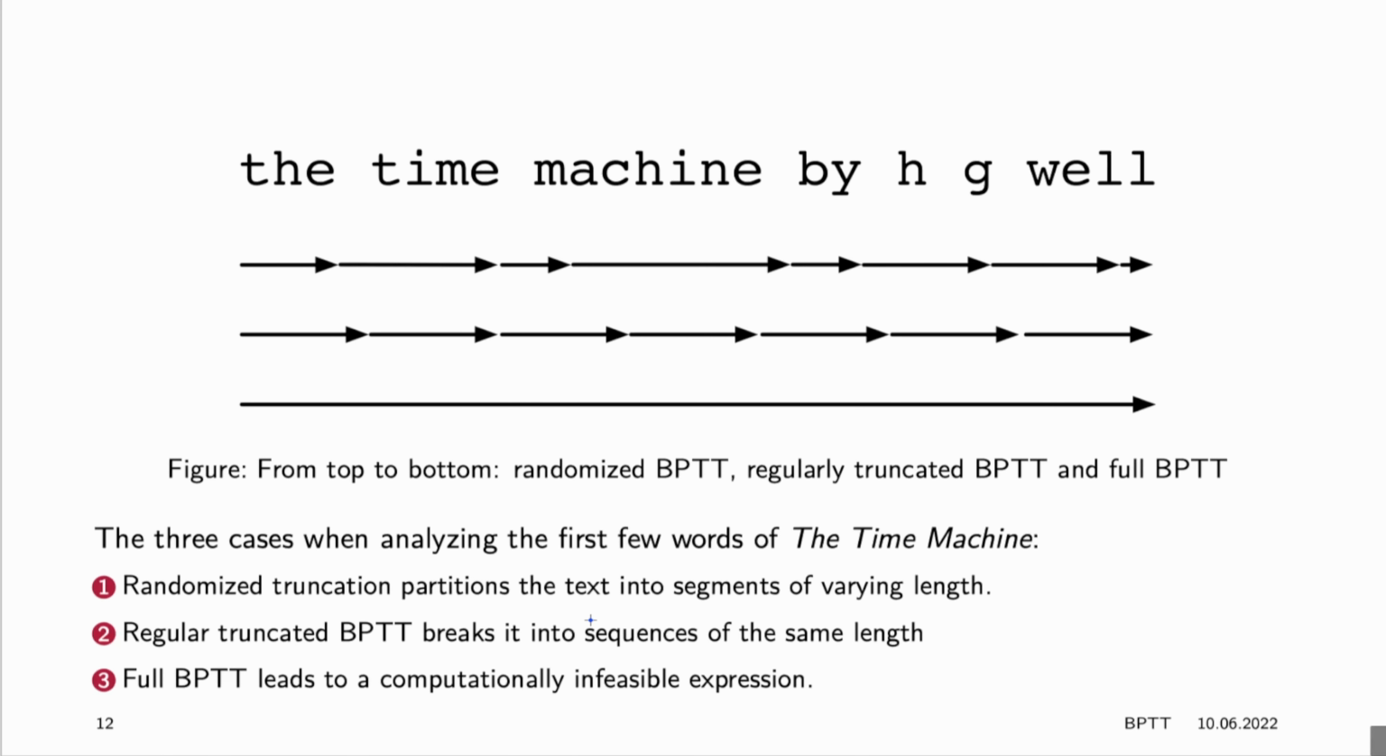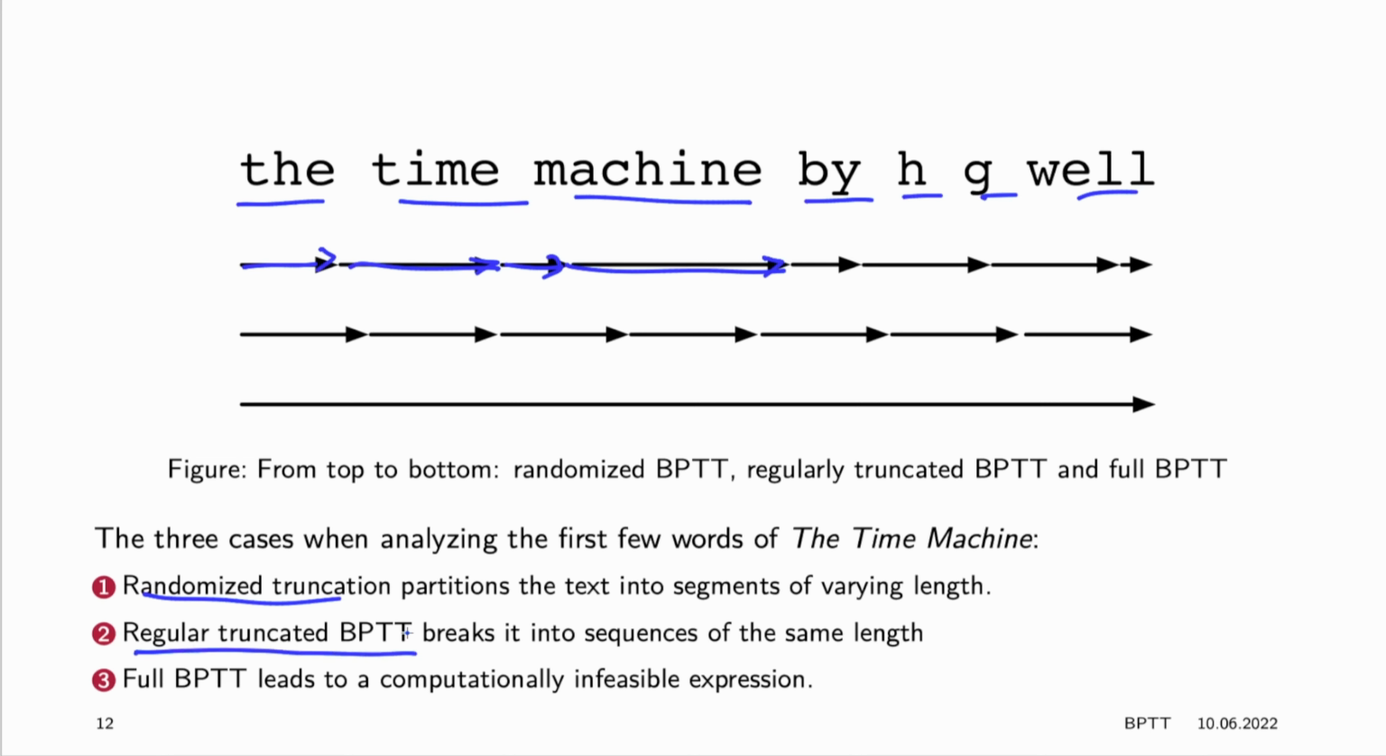Now let's look at these three cases of performing backpropagation through time in this example, where we compute a sequence model on The Time Machine by H.G. Wells. On the first line we see randomized truncation, which partitions the text into segments of varying length, because we are computing these sequences that truncate randomly. Regular truncated backpropagation through time always goes back tau steps.